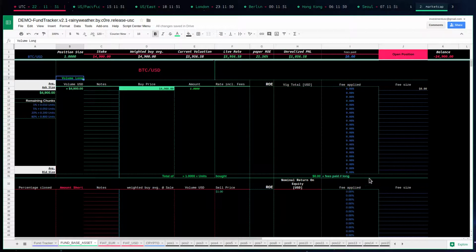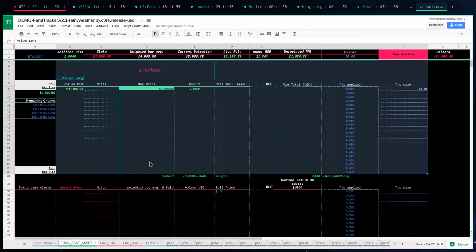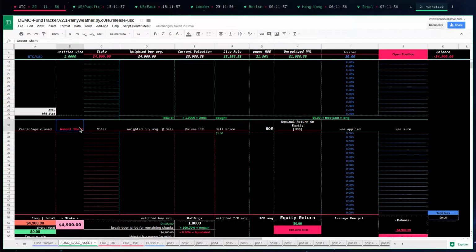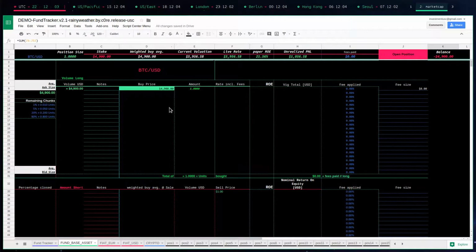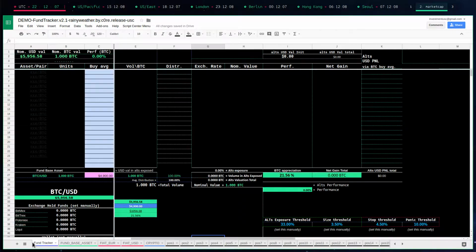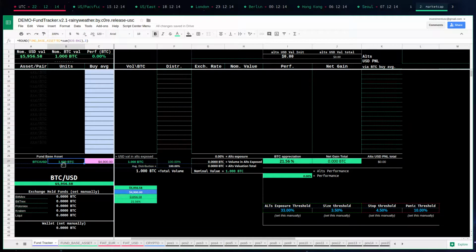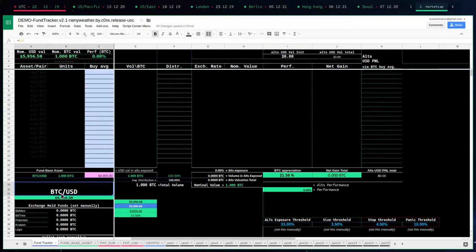So, the upper half of the sheet is the long side of any position, and the lower half is the short side of the position. These are the fees in total, nominated in dollar in our example here, which is the Bitcoin versus US dollar position, which serves as our base asset. And as soon as we hold at least 0.001 Bitcoin, we will be shown a live price for Bitcoin versus US dollar.